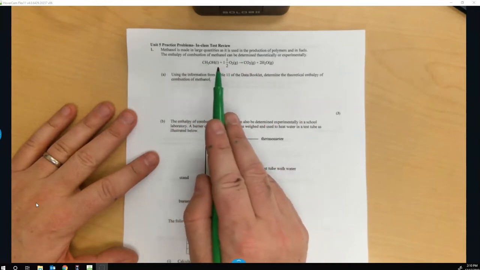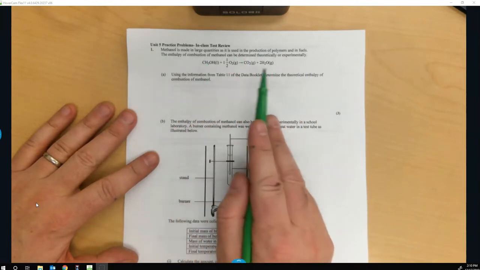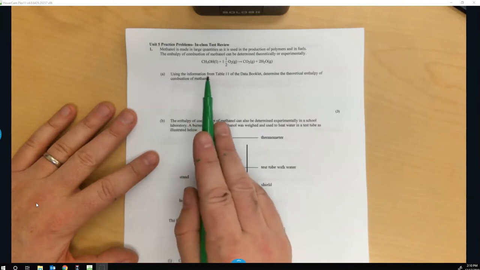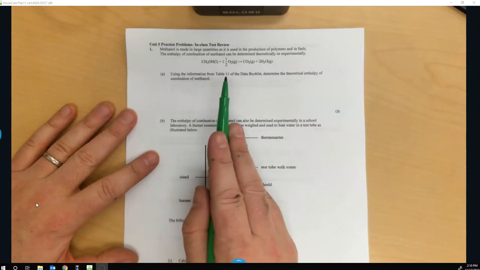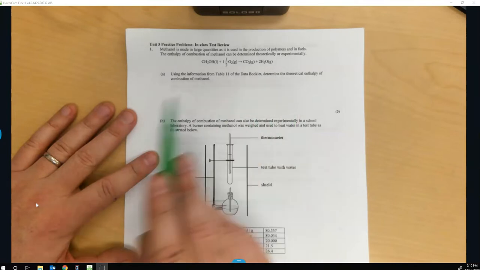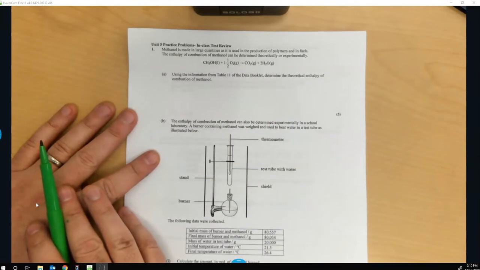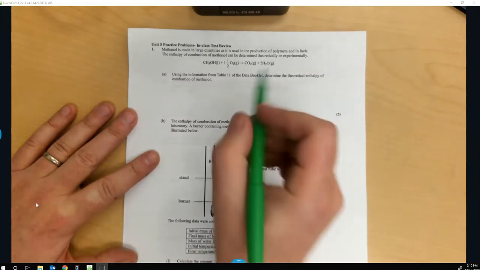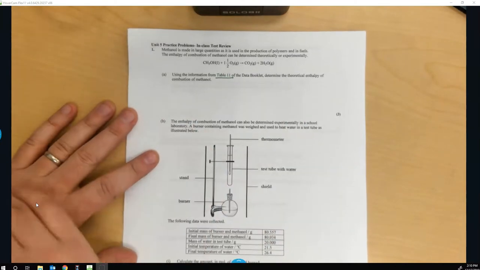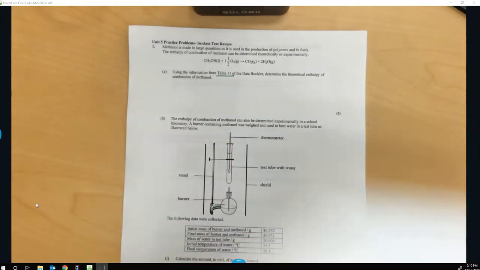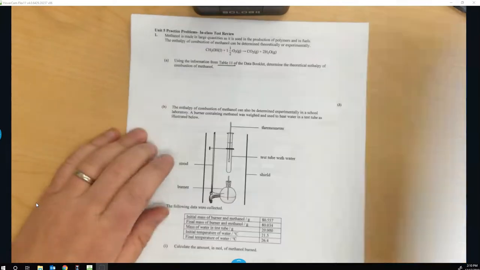So it gives us the enthalpy of combustion of methanol. There it is. So it says using information from table 11, determine the theoretical enthalpy of combustion of methanol. So once it tells us to use table 11, that tells us that we are going to use bond enthalpies.